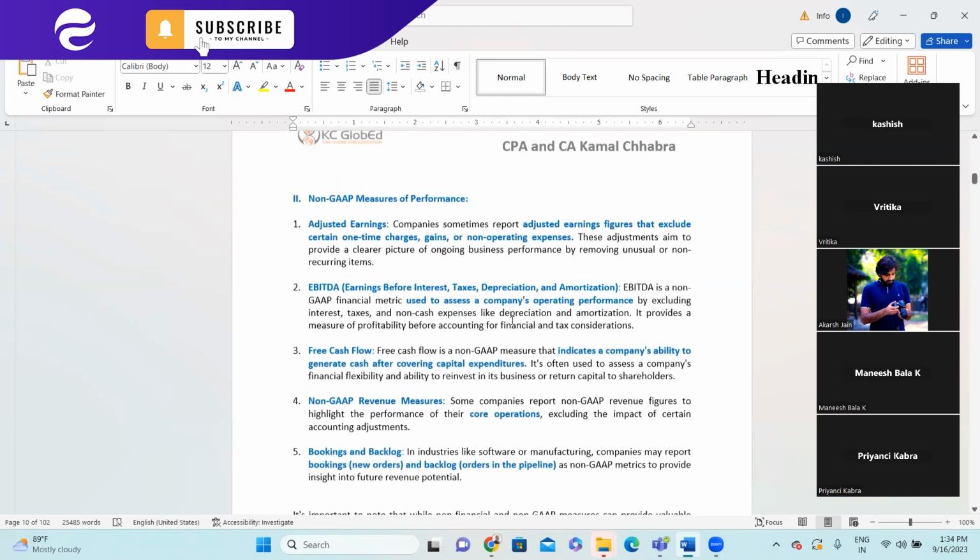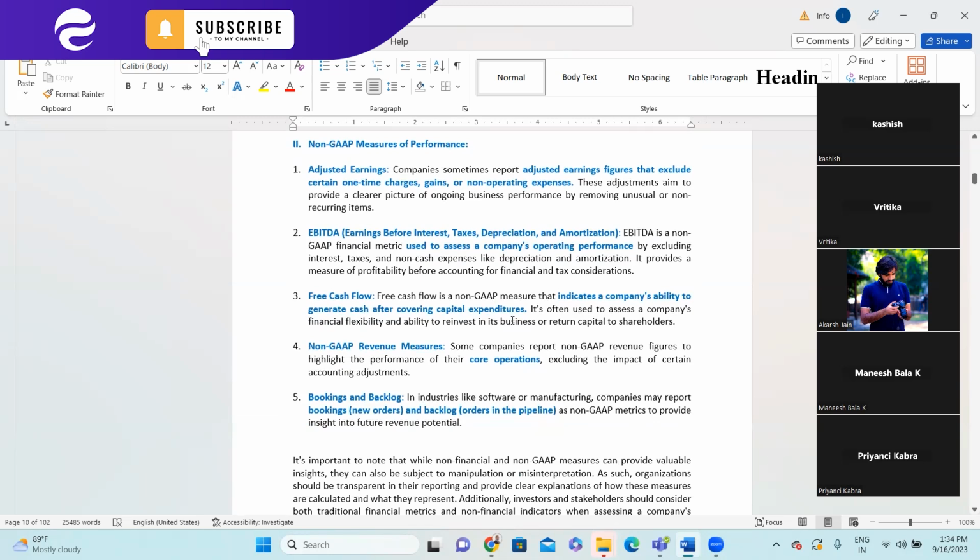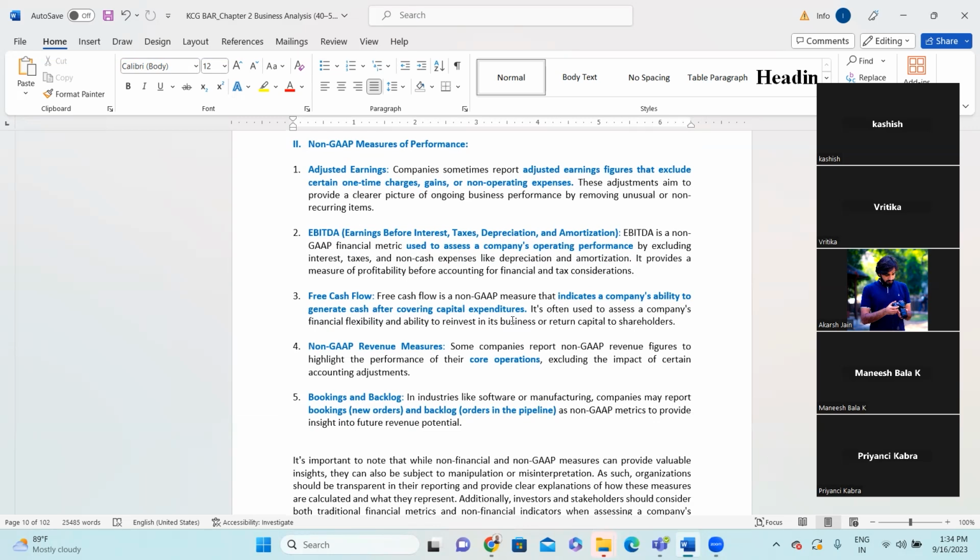Second is EBITDA, earnings before interest, taxes, depreciation, and amortization. EBITDA is a non-GAAP financial metric. If you look in the financial statements, there will never be an EBITDA which you need to disclose, right?